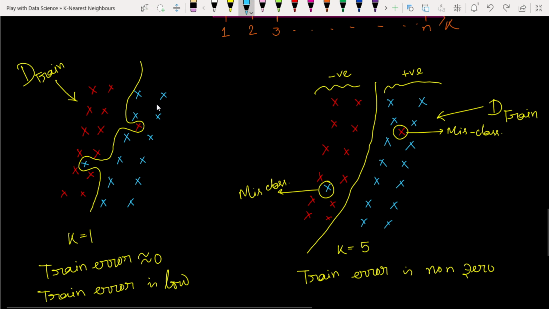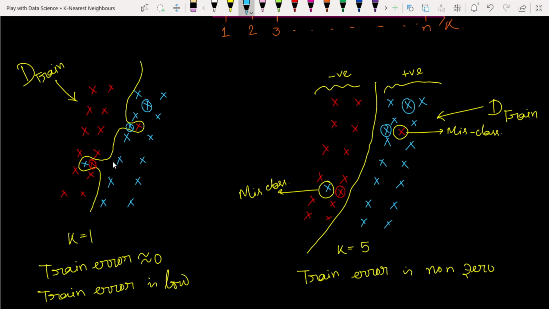Suppose let's take our cross validation data here. One cross validation data is here, one is here, and one is here.